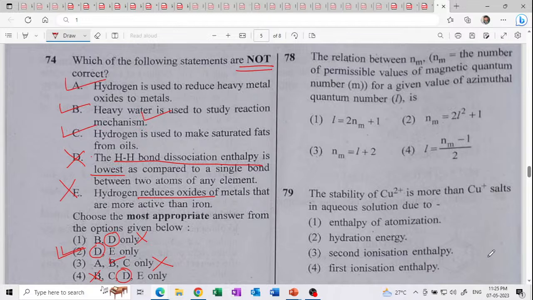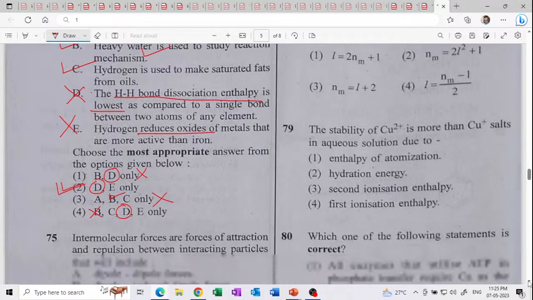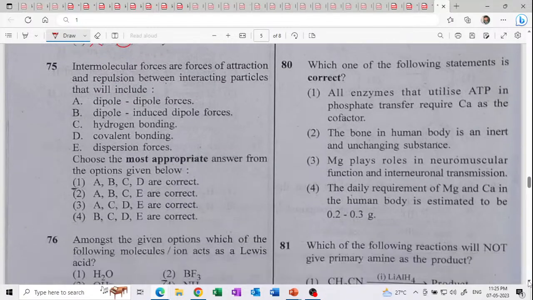So this is the question from hydrogen. No need to understand all the 5 statements. Only a few statements. If you know only a few statements, you will definitely get the answer. So this is the benefit of such type of questions.